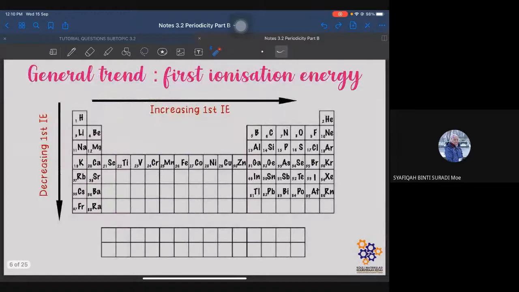Alright, now kita nak move on tengok kepada general trend untuk first IE. So kita punya trend untuk ionization energy, kita fokus dekat first ionization energy. So ni yang general trend, okay. So generally across the period from left to right, the first IE increases. Okay, and generally down a group, okay, the first IE decreases, makin menurun. Okay, so macam mana kita boleh tahu yang ini increases, down the group decreases?